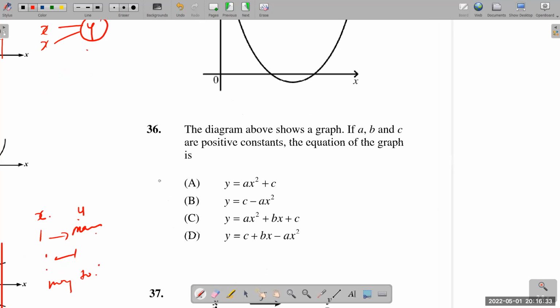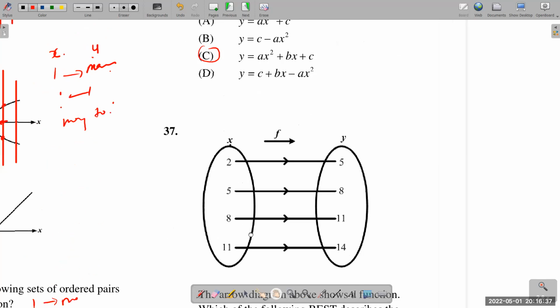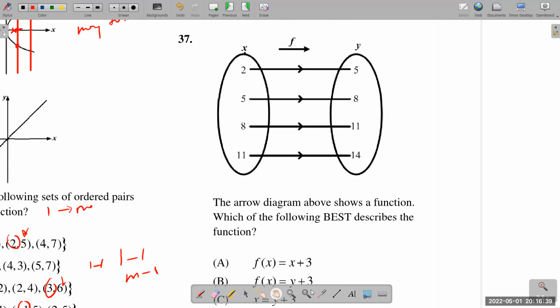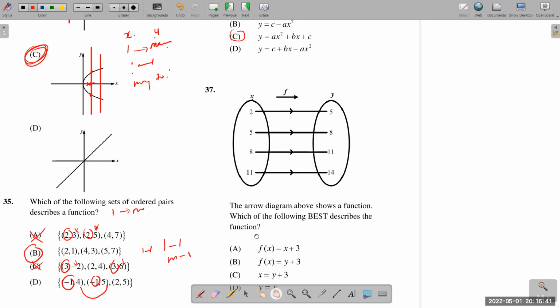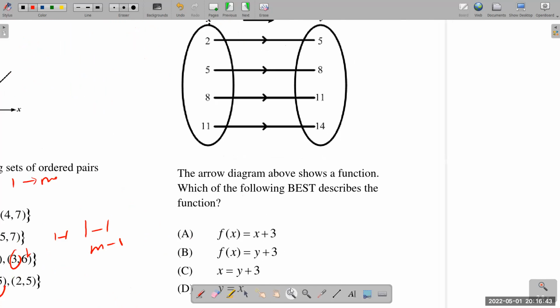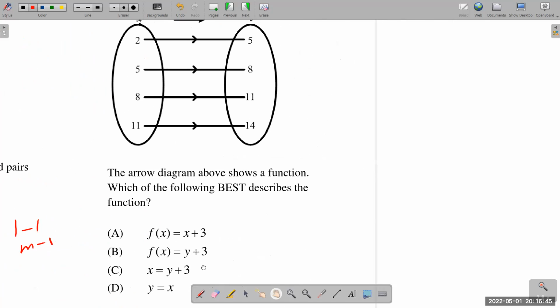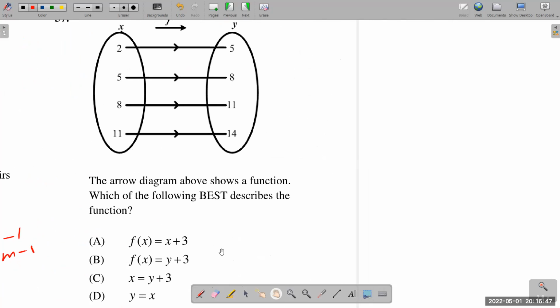The answer is C. All right, so we need to describe the function. What does this look like to you? Let me zoom in a little bit more. We did this one already too. A, B, C, or D.